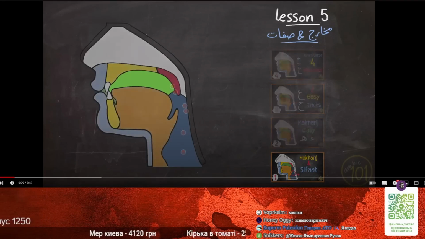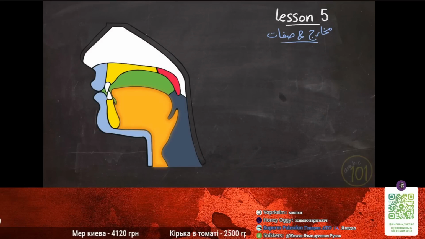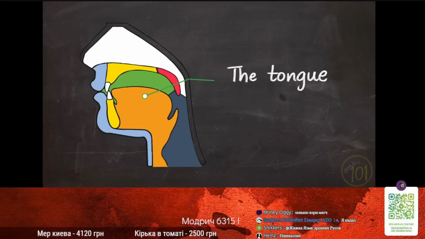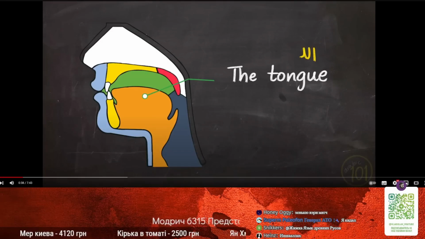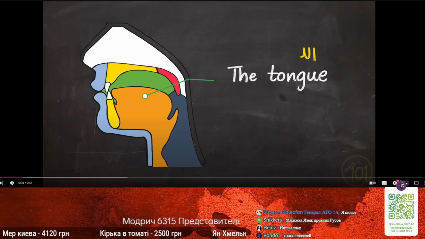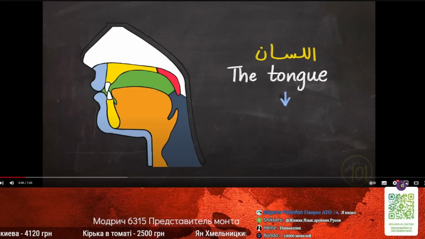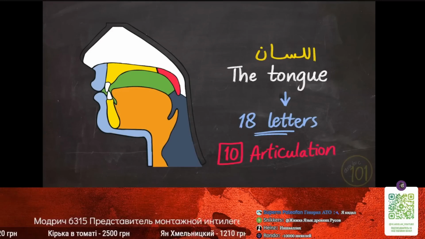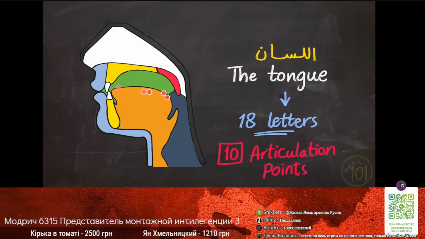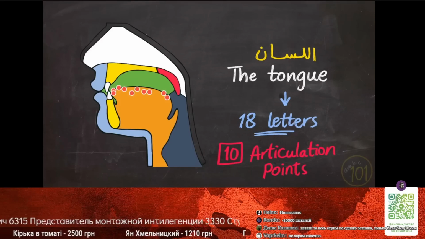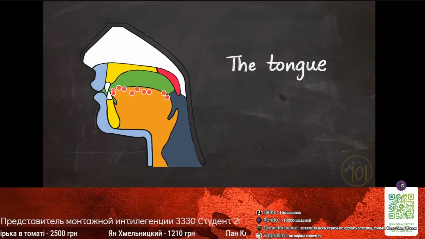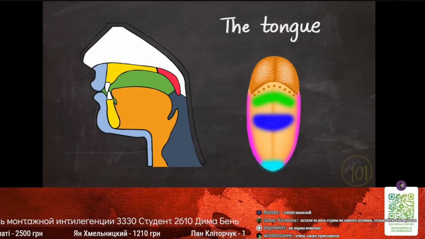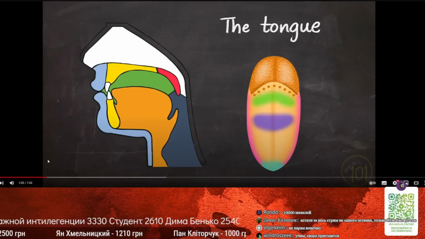In this lesson, we'll start tackling a new area of articulation, which is the tongue. As a matter of fact, the tongue produces the most sounds. In fact, there are 18 letters that are produced from the tongue through 10 different articulation points, or makharij. To study these sounds easily and effectively, the tongue is divided into 4 areas. Each area has one or more articulation points. Это язык, типа? Я что-то не понимаю, что тут происходит в принципе на экране.